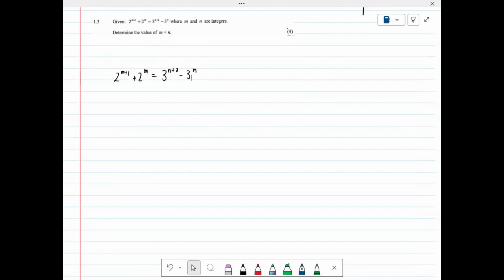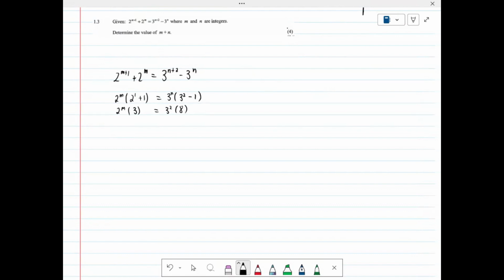So firstly, what we'd like to do is factorize because we don't like the pluses. So we can take out a common 2 to the power of m between these two terms, leaving us with 2 to the power of 1 plus 1. And on the right-hand side, we can take out 3 to the power of n as a common factor and have 3 squared minus 1. So let's simplify that. This is 2 to the power of m, and 2 plus 1 is 3. And this is 3 to the power of n, and this is 3 squared, which is 9 minus 1, which is 8.